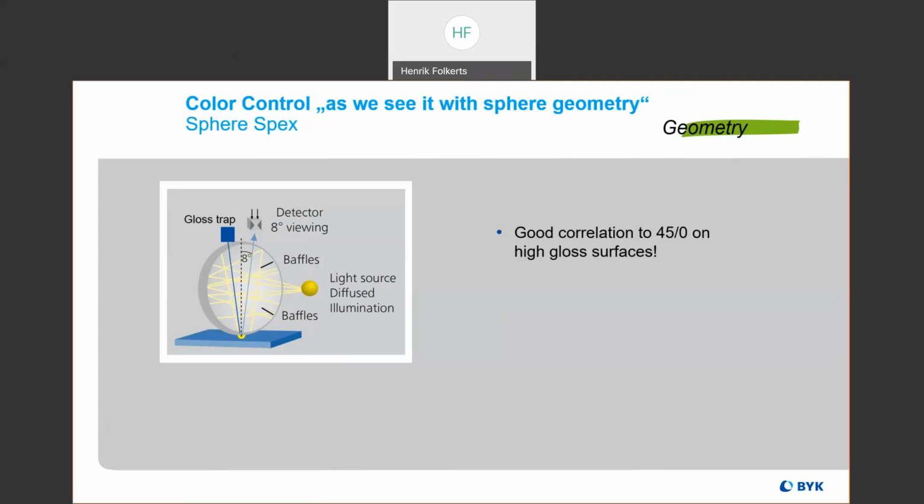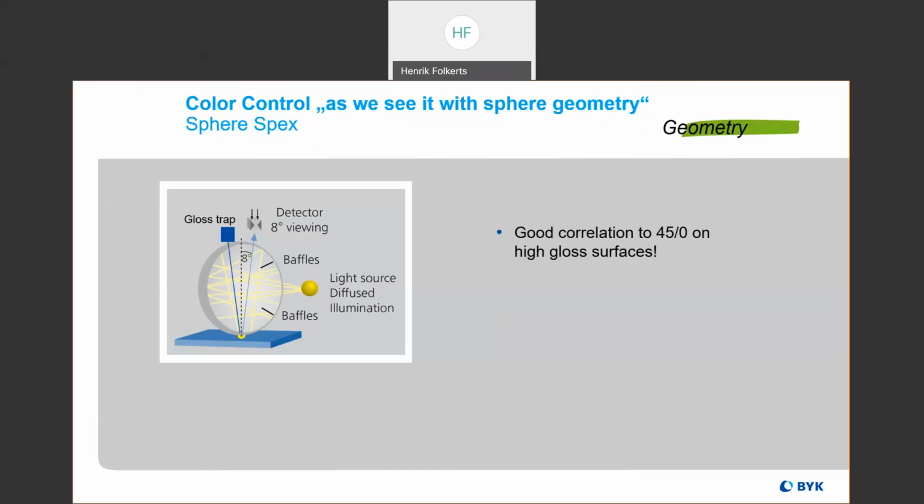So the point of specs was to build a sphere instrument that could also measure like a 45-0. And the way they do that is by introducing a gloss trap that traps the specular reflection and prevents it from getting to the detector. So it removes some of the light from getting to the detector in order to make a specs instrument, specular excluded, in order to make it read more like a 45-0.